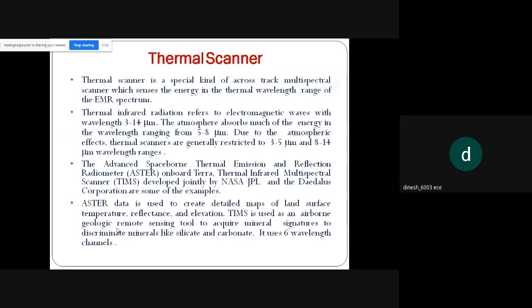The next type of scanner is your thermal scanner. This is a special type of across-track multispectral scanner which senses the energy in the thermal wavelength range of the electromagnetic wave spectrum, ranging in 4 different regions, as we had seen in the earlier slides.